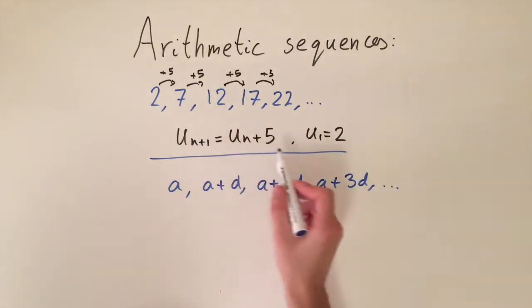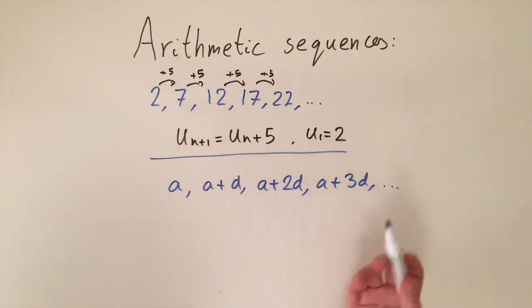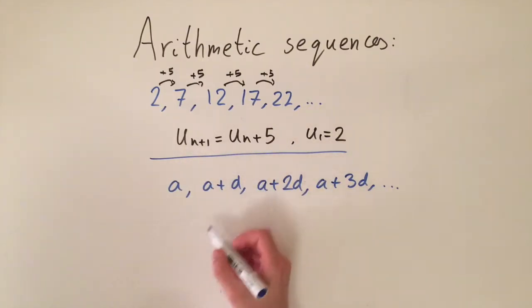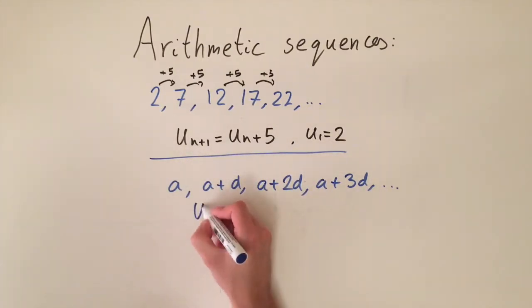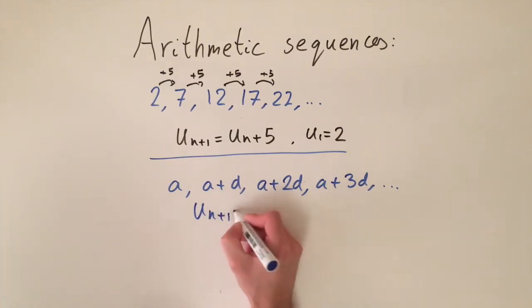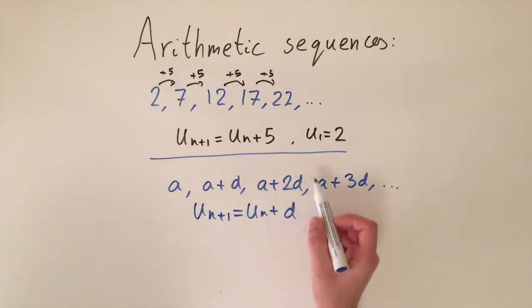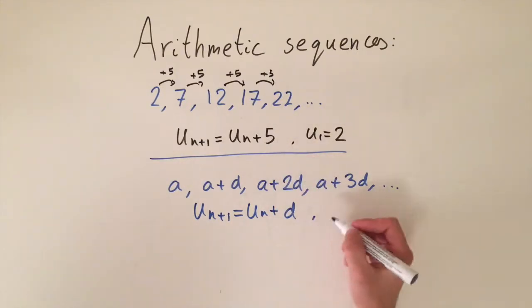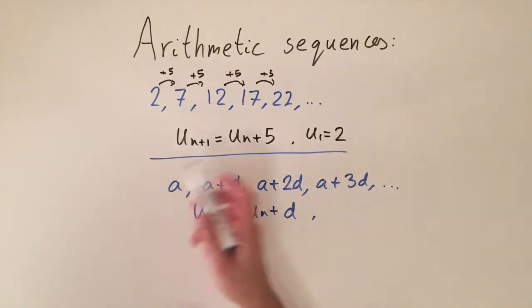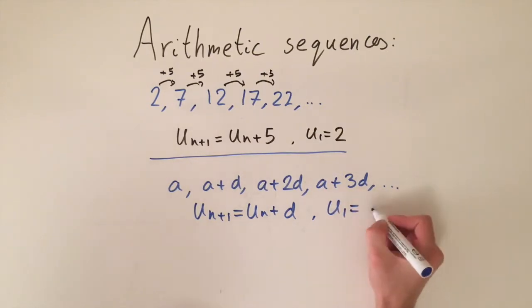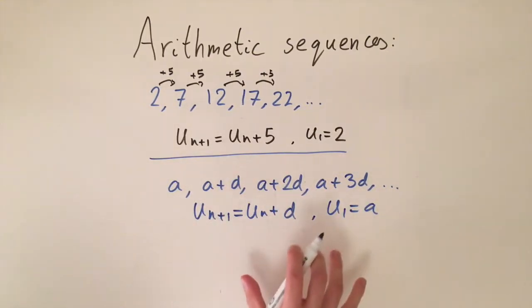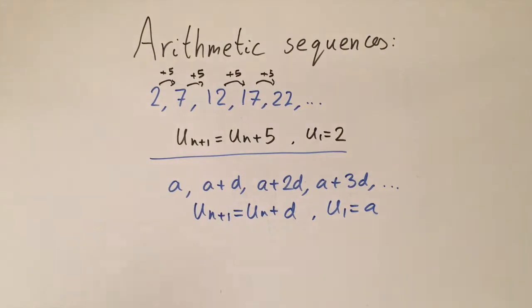So again, we can express this as a recurrence relationship, and it's going to be very similar. We just replace the numbers by these constants. So in general, it's going to be u_{n+1} is equal to u_n plus the difference, so d, and up here we had 5. And then we also need the first term, and this is just a. So this is a general recursive formula for an arithmetic sequence.